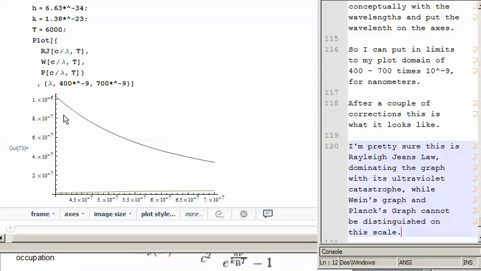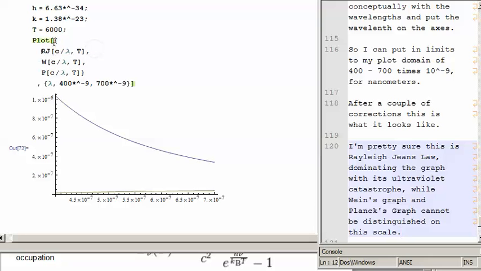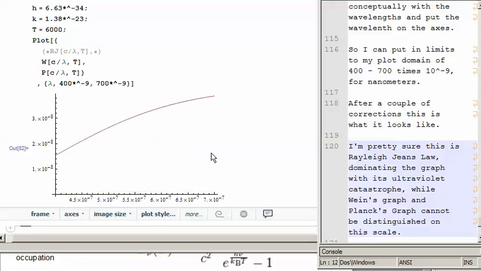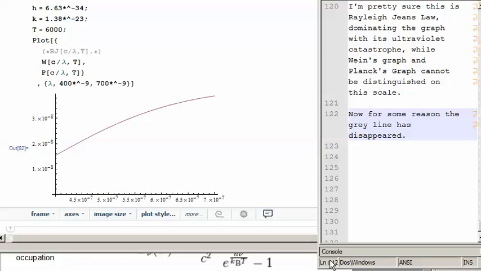I'm pretty sure that this is Rayleigh-Jeans law dominating the graph with its ultraviolet catastrophe, while Wien's law and Planck's law cannot be distinguished at this scale. So I'm going to remove this one, or comment it out, and see what the graph looks like. Now, for some reason the gray line has disappeared.